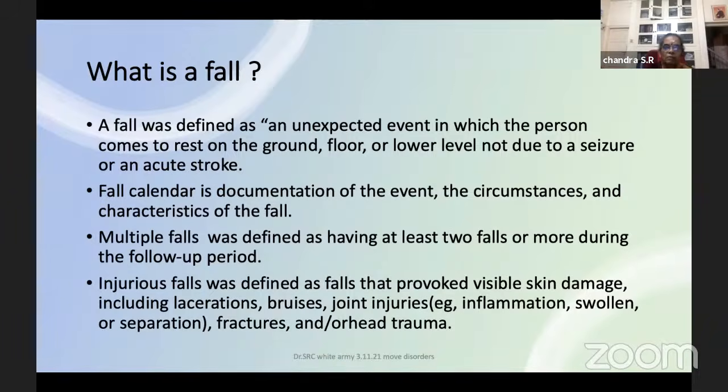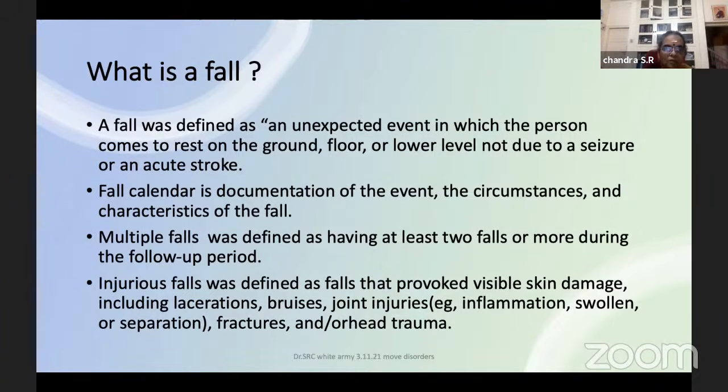And multiple falls, having at least 2 falls per month, is called multiple falls. It has to be seriously investigated. As I have told in some class, people with the PSP syndromes, they fall early when the other signs are not much. And many of these people are diagnosed as osteoarthritis. They get their knee joints replaced. Still they continue to fall. Then over a period of time, you know, it is PSP.